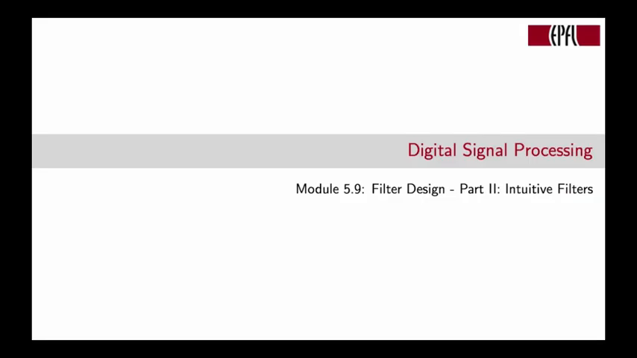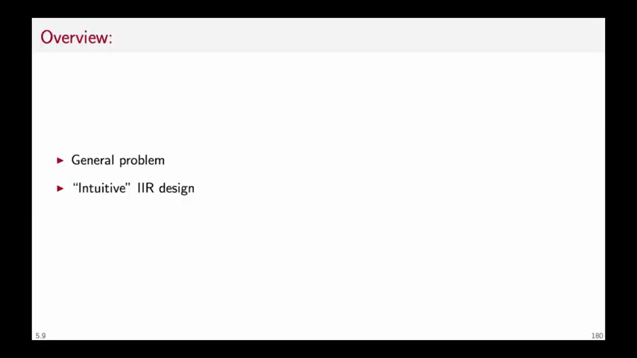This is part 2 of our 3-part series on filter design, and in this module we will talk about intuitive filter design based on the properties of the transfer function. You remember that in the first module devoted to filter design, we designed filters based on an ideal prototype. In this module, we will look at the general problem of filter design, and then we will tackle a series of intuitive IIR designs that are based on the locations of poles and zeros in the complex plane.